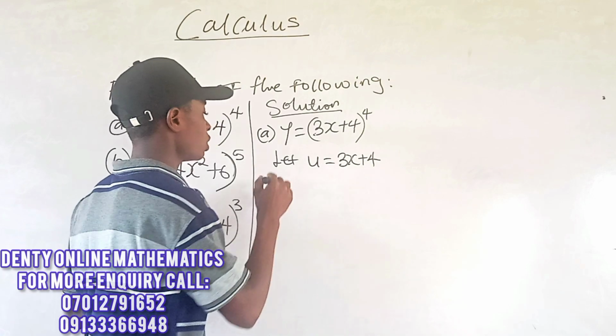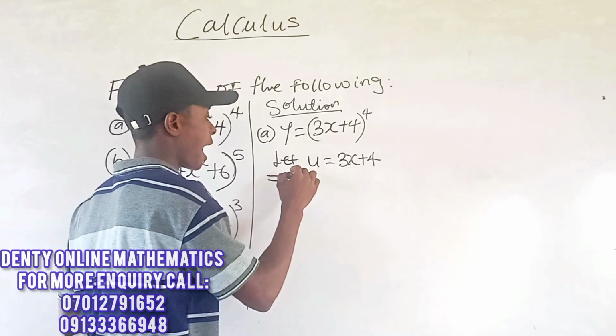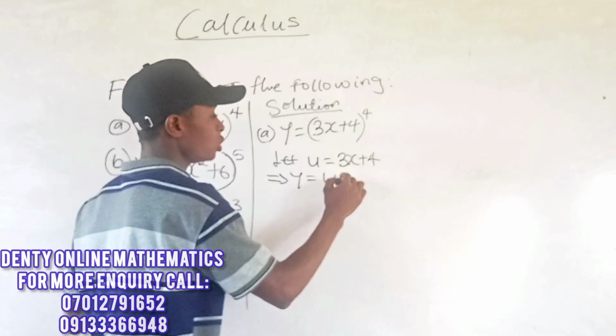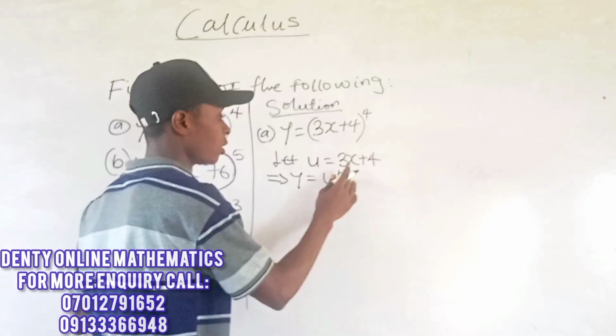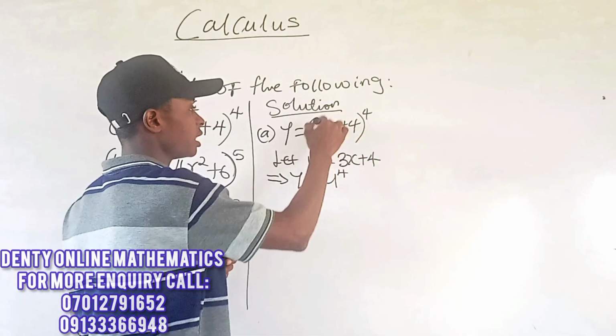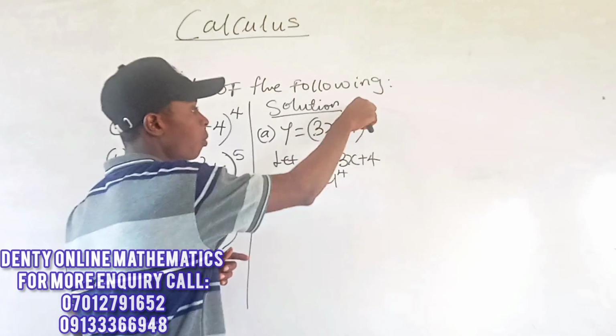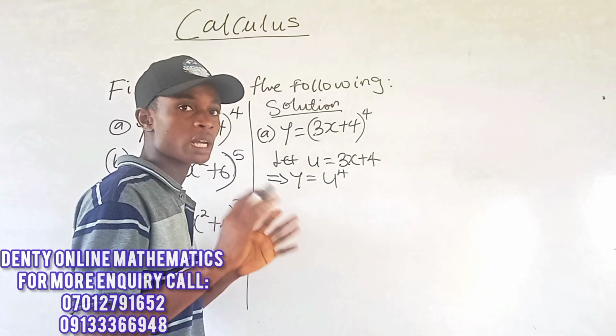So that implies that y is equal to, since everything here is going to be u, u power 4. If everything in this bracket is represented by u, that means y is equal to u power 4. And then you differentiate them separately.